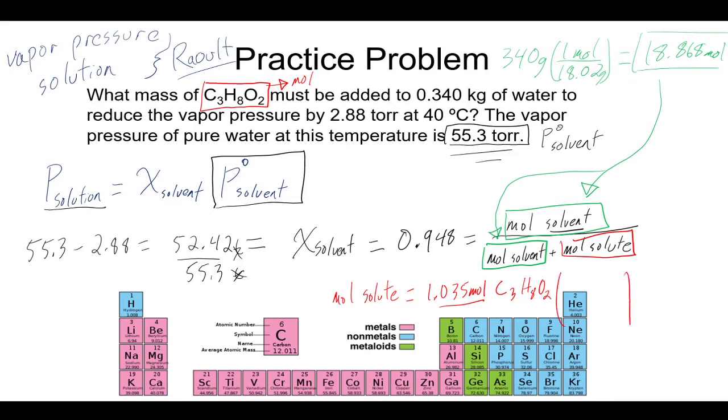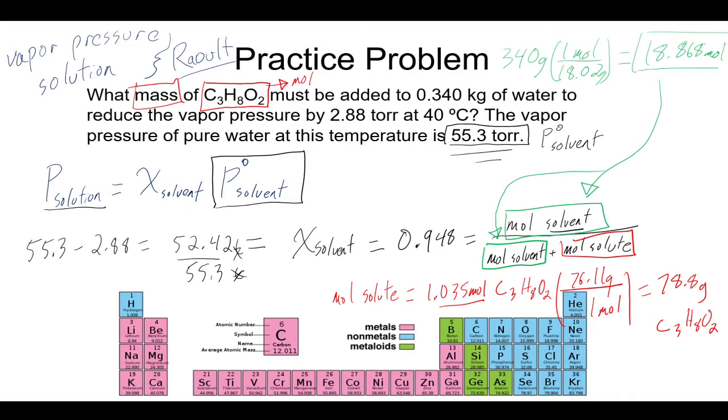And the last thing I'm going to do is convert this to grams because, well, that's what it wants in this problem. What is the mass? Okay, so in 1 mole of this C3H8O2, you can add up the molar mass. It should be 76.11 grams per mole for a final answer of 78.8 grams of C3H8O2.